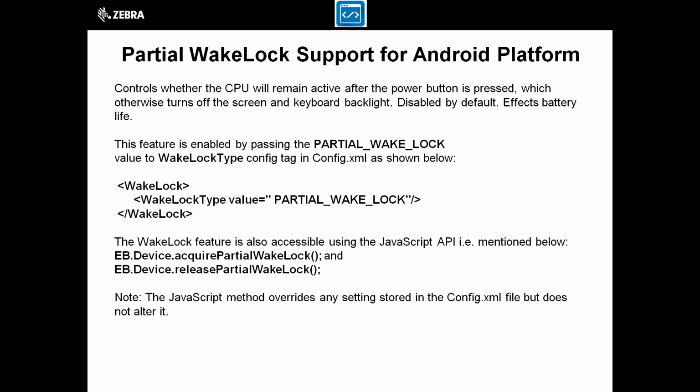Otherwise, if the user has not set the config tag, it can also be accessed using the EB 1.x JavaScript API, which is present under the device module: acquire partial wake lock and release partial wake lock. The acquire partial wake lock method is used for acquiring the partial wake lock, and release partial wake lock is used for releasing it.